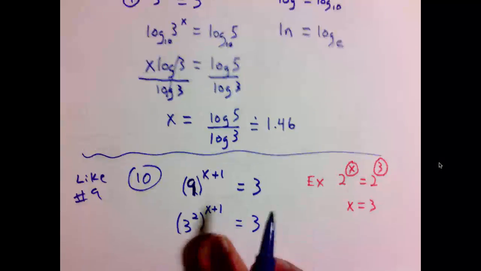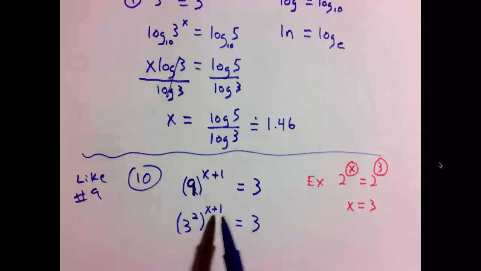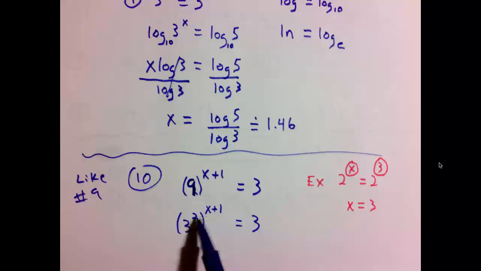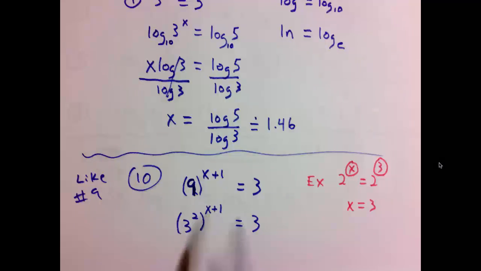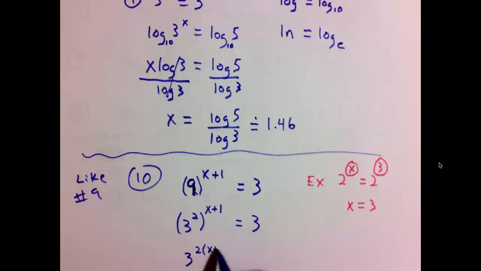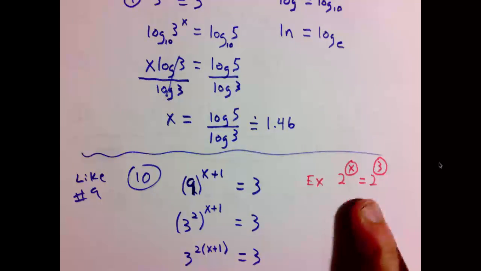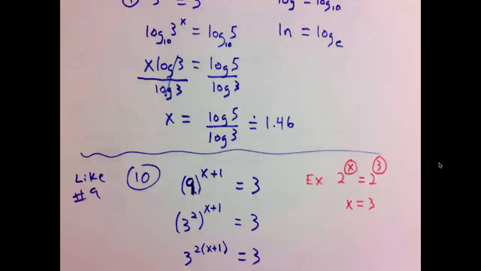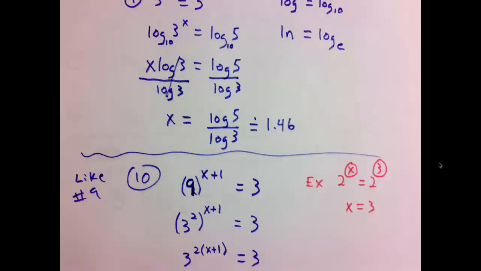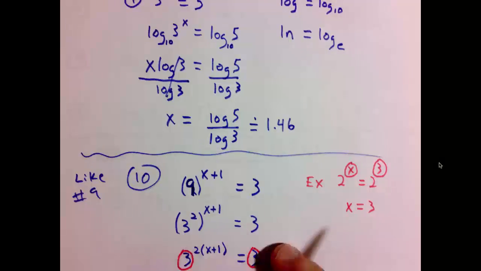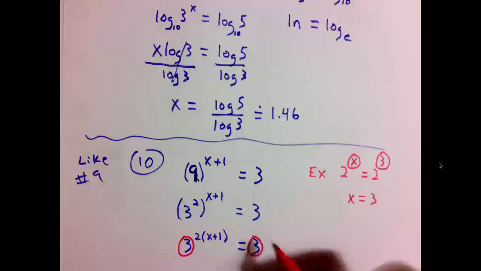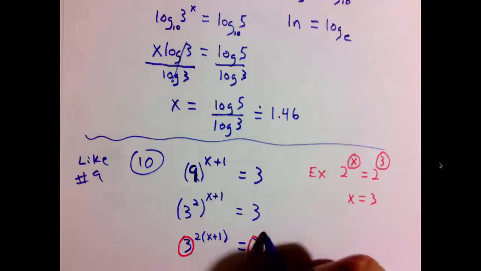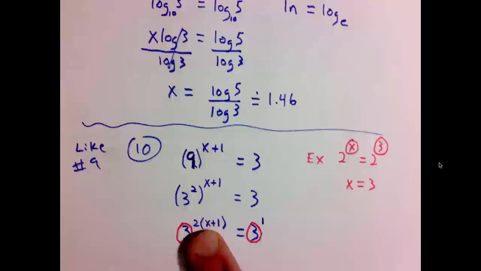Well, now our properties of exponents say a power to a power, we can just multiply these together. So I can multiply this 2 times this x plus 1. So this becomes 3 to the 2 times x plus 1. That's our power rule of exponents, is equal to 3. Now it's exactly like this one. Here the base is the same, I set the exponents equal to each other. Here, since 3 is the same as 3, then these two exponents must be the same. Well, this one has an implied exponent of 1. To say 3 is the same as 3 to the first. Thus, this exponent must be equal to this one.